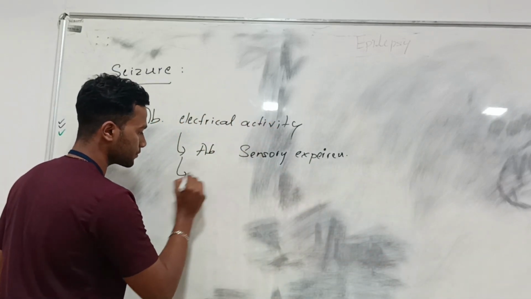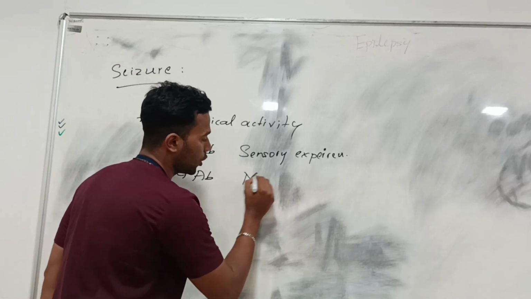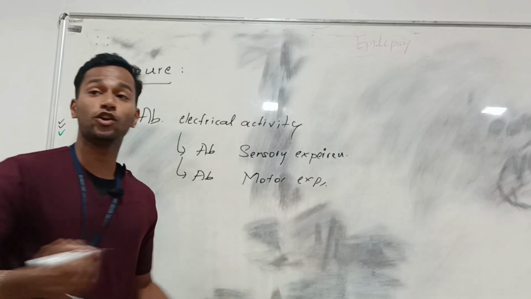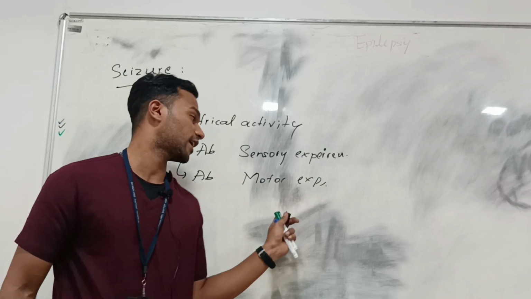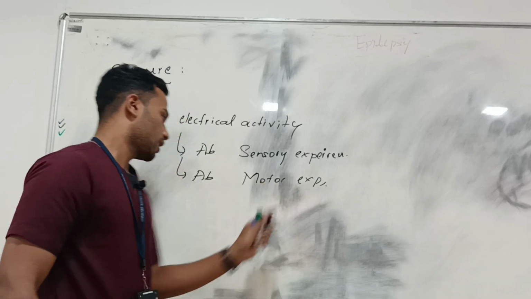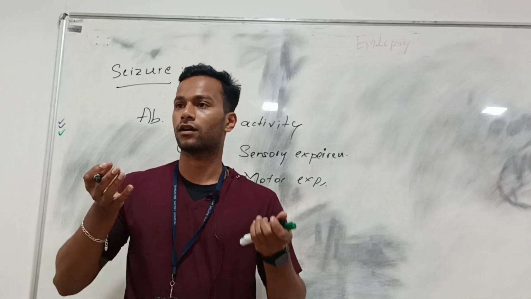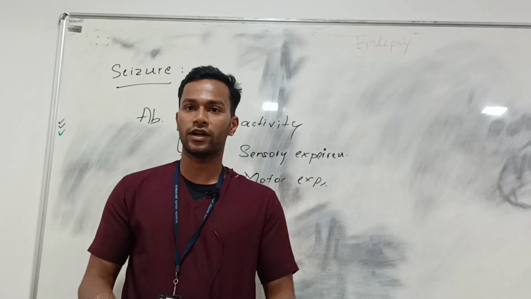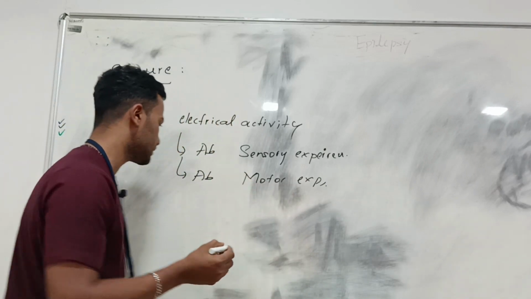Another thing is abnormal motor experience. So basically, we know regarding this, right? We usually see this kind of case more. So you might have jerking movements or atonic, that is, there might not be any power in the body. Those are the things which are the abnormal motor experience.